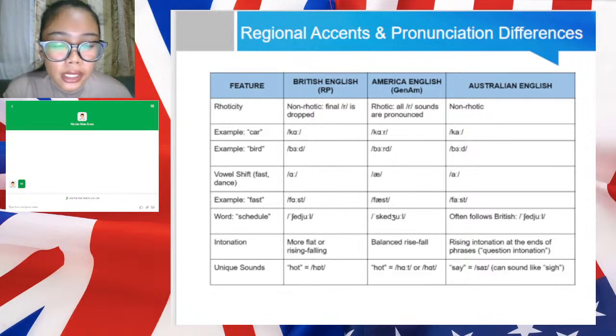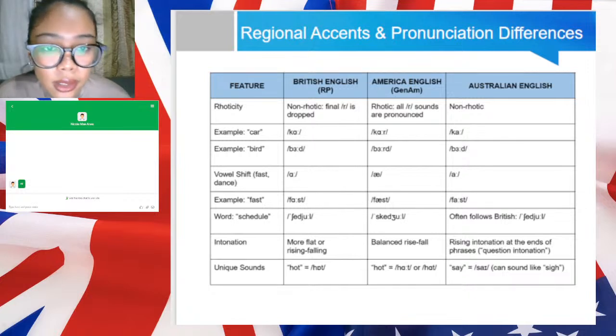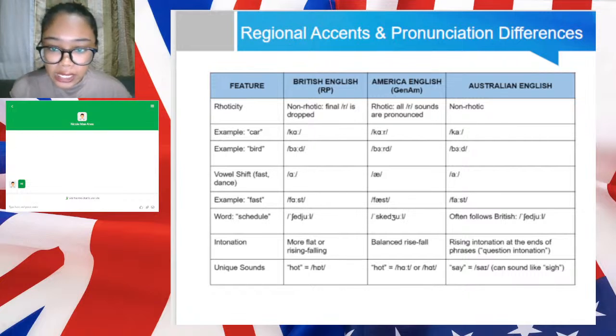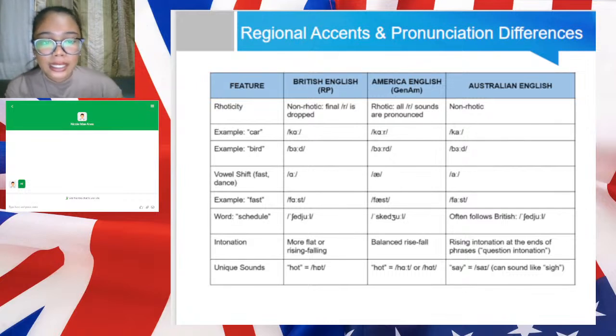In American, it is pronounced as bird. Again, bird. There's a clear R sound there. For Australian English, as you can see for its IPA transcription, for its phonetic transcription, it is the same as British English.